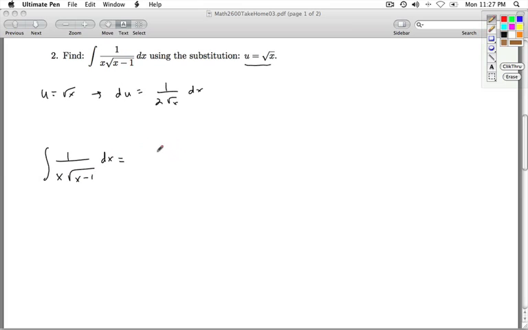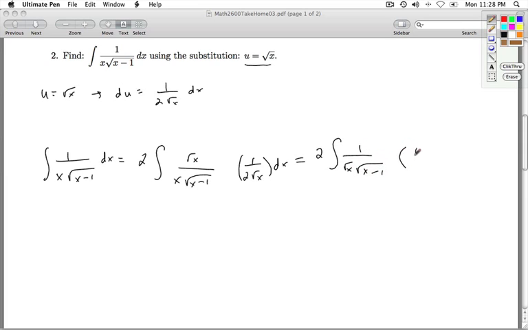And well, let's see, I could get a 1 over 2 square root x dx. I'd have to take a 2 out front. I'd have to put a square root x in here. Then I've got an x over square root x minus 1. So do a little simplification here. I've got 2 times. I can cancel the square root out there. I got 1 over 2 square root x dx. So in looking at this, that's my du there.